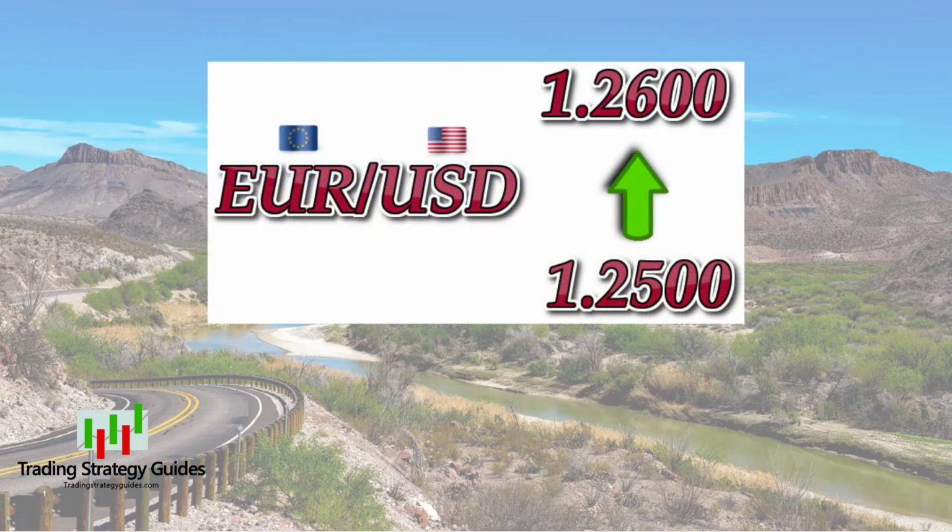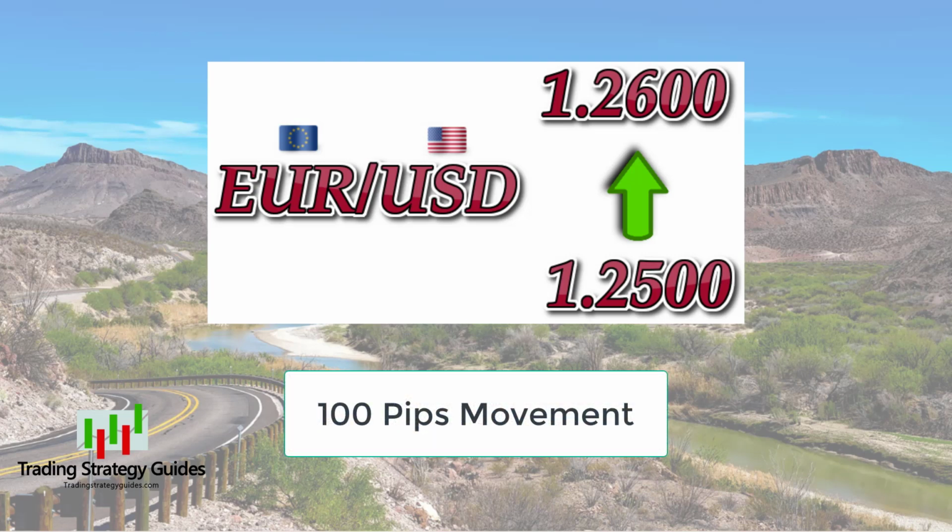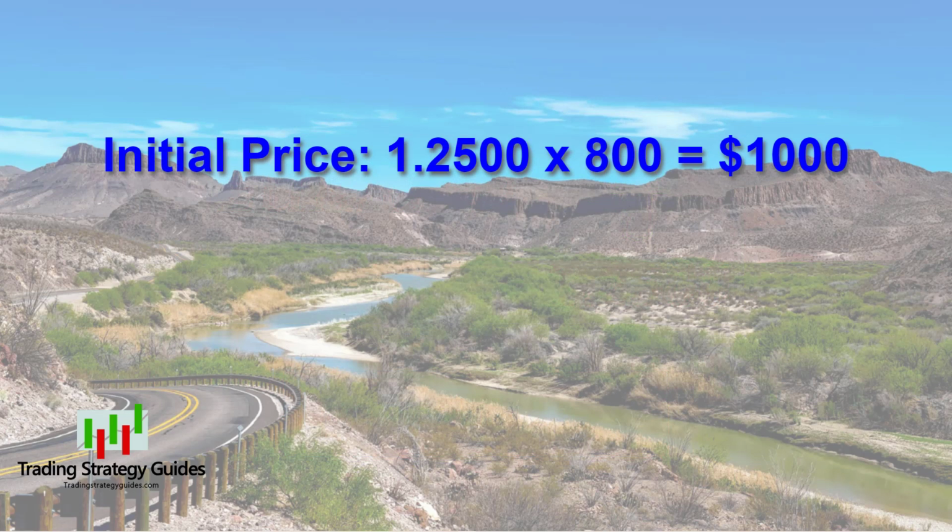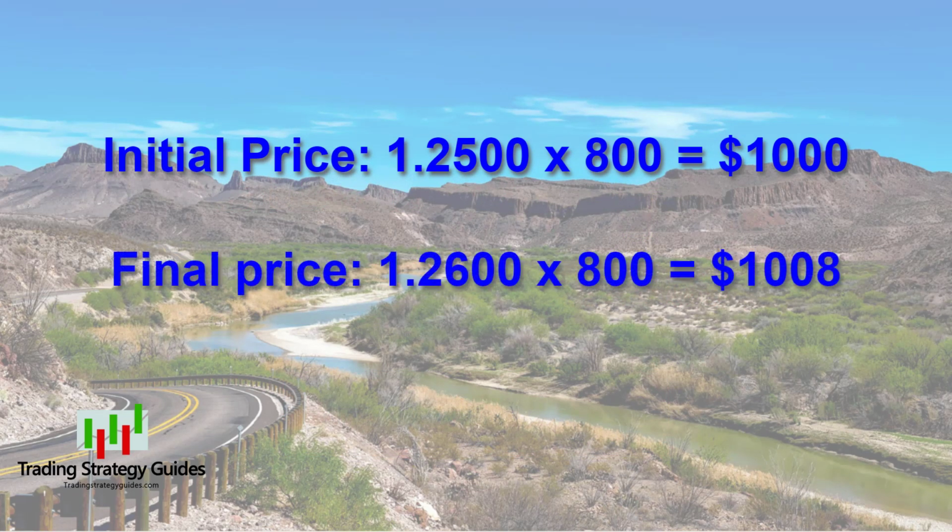Your forecast is correct. The Euro-USD exchange rate rises from 1.25 to 1.26, which is what we call 100 pips of movement. Being in profit, you decide to close the trade and exchange 800 euros back, for which you get $1,008. In effect, your profit on this trade is $8. Sheesh, that's not too exciting, is it? You made a whopping $8 on your $1,000 investment.